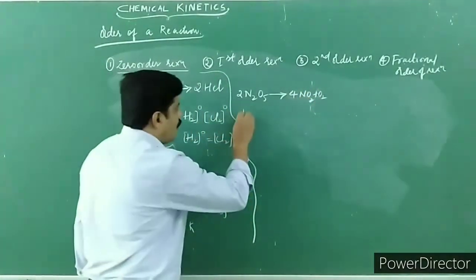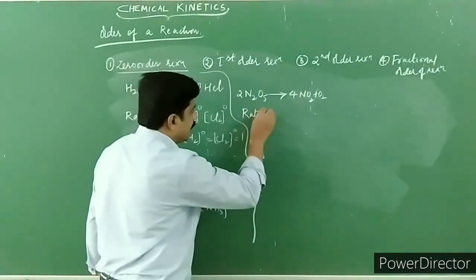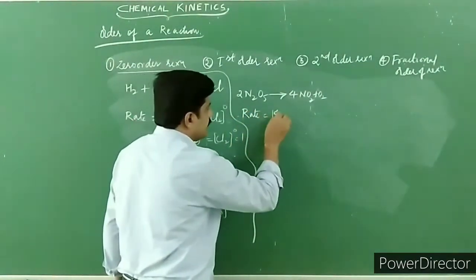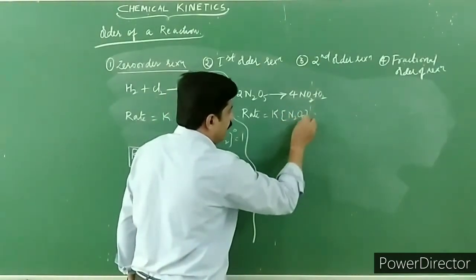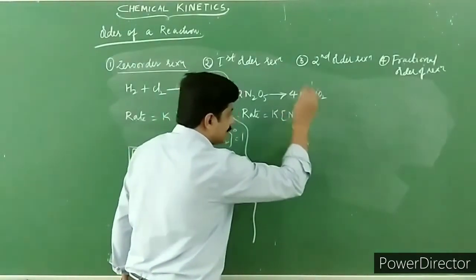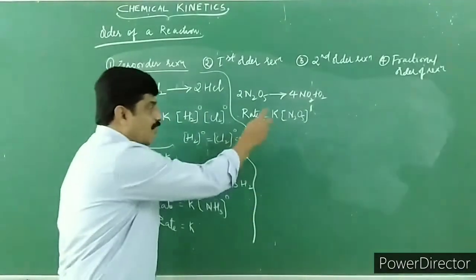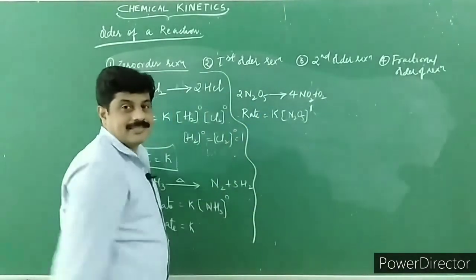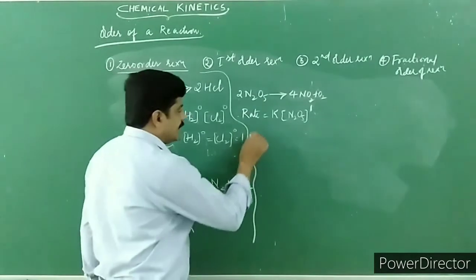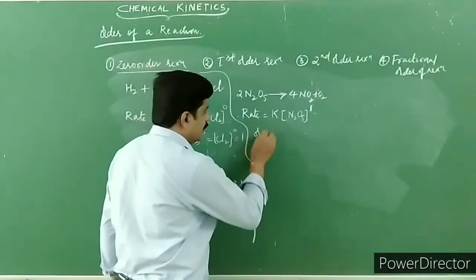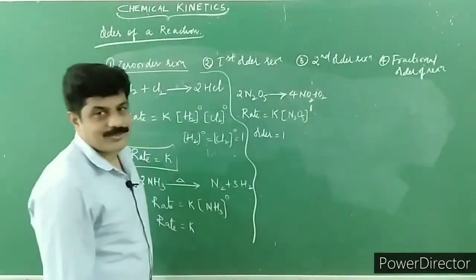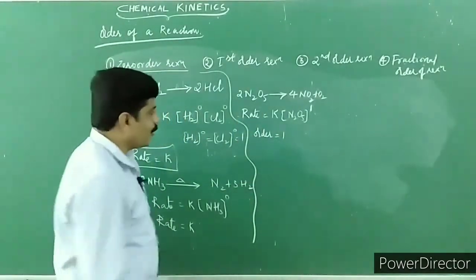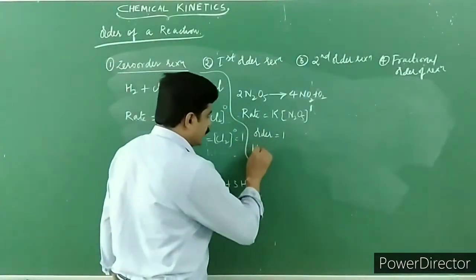Look at here. After conducting the experiment, you write the rate law expression. Rate is equal to K into molar concentration of N2O5 raised to 1. This is after conducting the experiment. Children, in that case, look at here, order is equal to 1. Hope you got it. One more example, let me quote here.